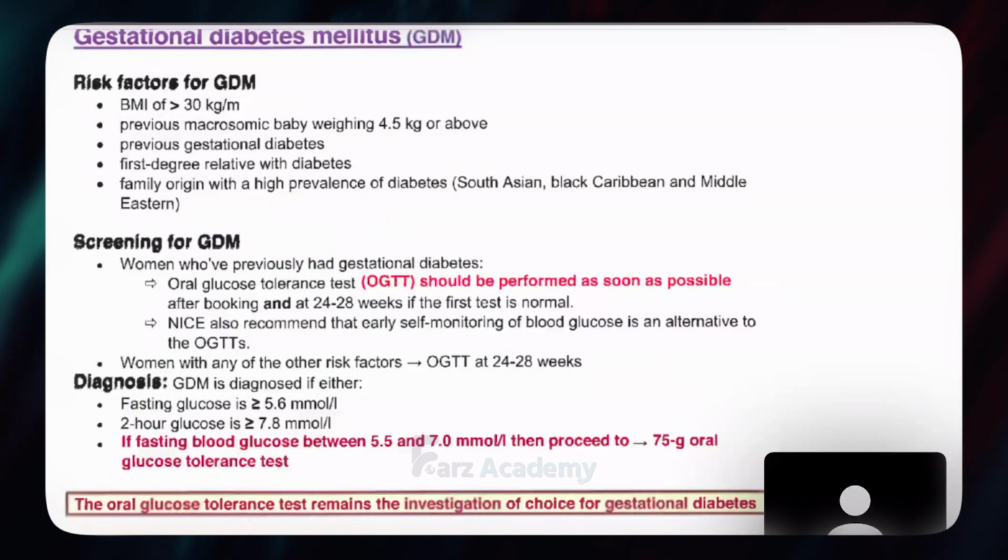The last part of today's presentation is gestational diabetes mellitus. Diagnosis is a fasting glucose more than 5.6, post-prandial glucose more than 7.8. If fasting glucose is between these two levels, proceed for a 75 gram oral glucose tolerance test, OGTT. So the investigation of choice remains OGTT.